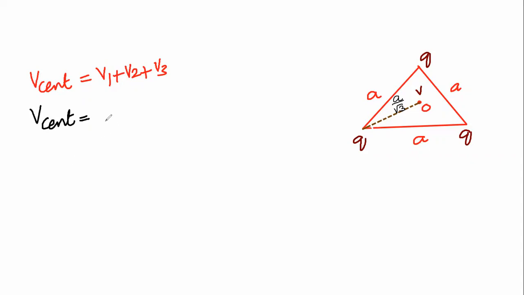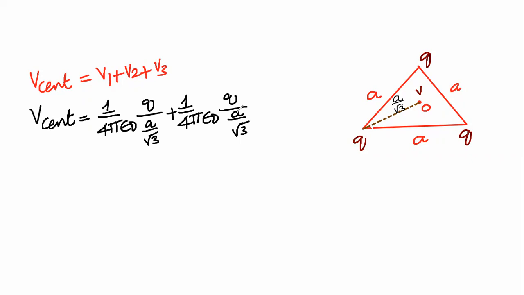Due to this, V centroid is equal to 1 by 4 pi epsilon naught into Q divided by A by root 3, plus 1 by 4 pi epsilon naught into Q divided by A by root 3, plus 1 by 4 pi epsilon naught into Q divided by A by square root of 3. Like this we have taken.